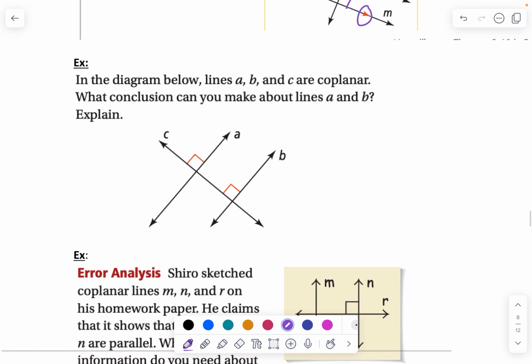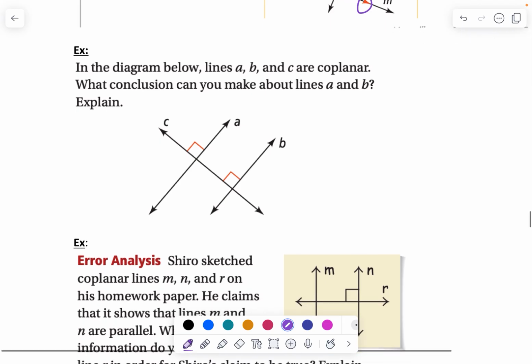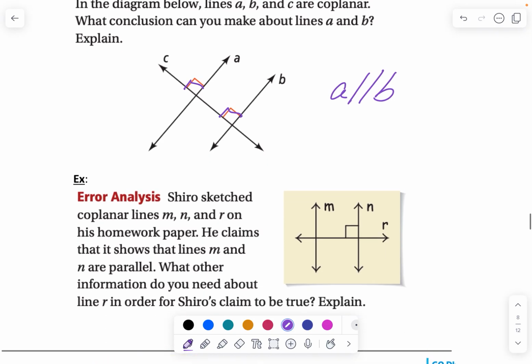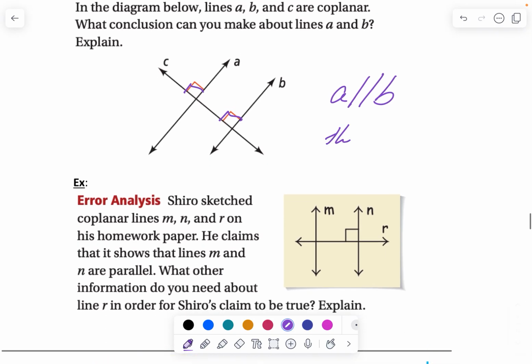Let's see, it says in the diagram below, A, B, and C are coplanar, so they're on the same plane. What conclusion can you make about lines A and B? Well, look, it looks like they're both perpendicular to the same line, so we could conclude A is parallel to B. And let's just say they are both perpendicular to line C.